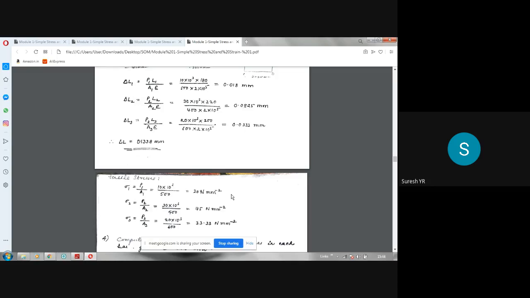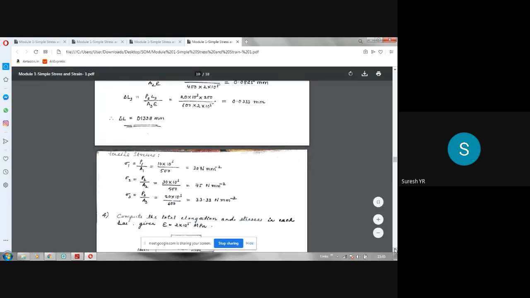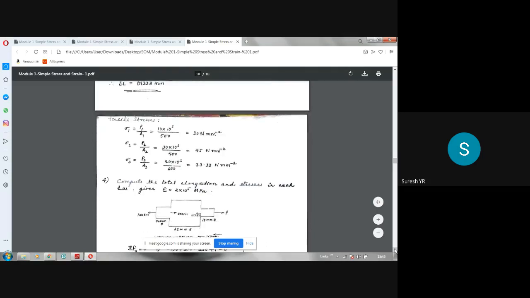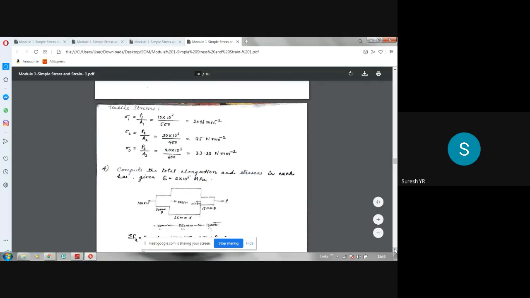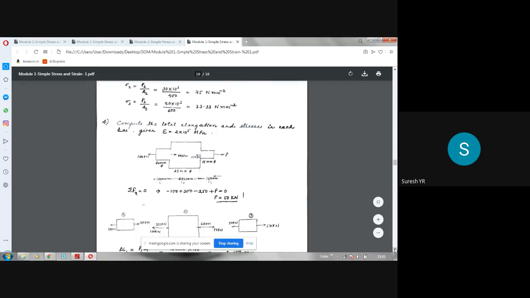Suppose if they ask in the same problem for strains, then as I already told in the earlier problem, epsilon 1, epsilon 2, epsilon 3. So epsilon 1 will be sigma 1 divided by E, epsilon 2 will be sigma 2 divided by E, epsilon 3 will be sigma 3 divided by E. Otherwise, you can take epsilon 1 as delta L1 by L1, epsilon 2 is delta L2 by L2, epsilon 3 is delta L3 by L3. So any formula you can use, either that or this. That is about when they give various different forces acting on the different segments.